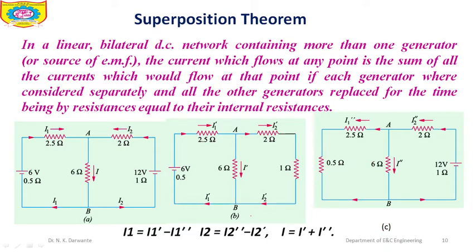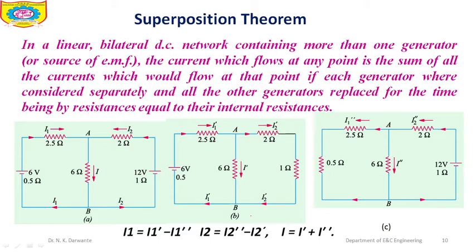In a linear bilateral DC network containing more than one generator or source of EMF, the current which flows at any point is the sum of all the currents which would flow at that point if each generator were considered separately, and all the other generators replaced for the time being by resistances equal to their internal resistances.